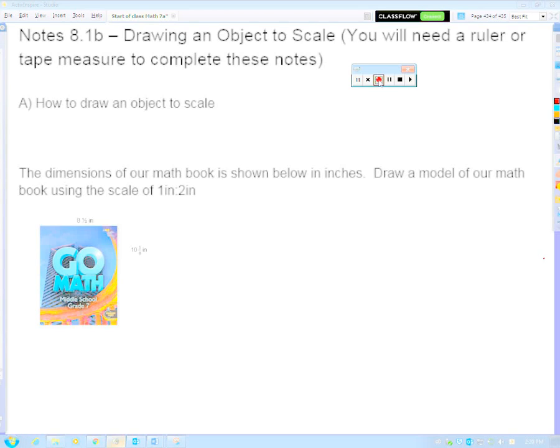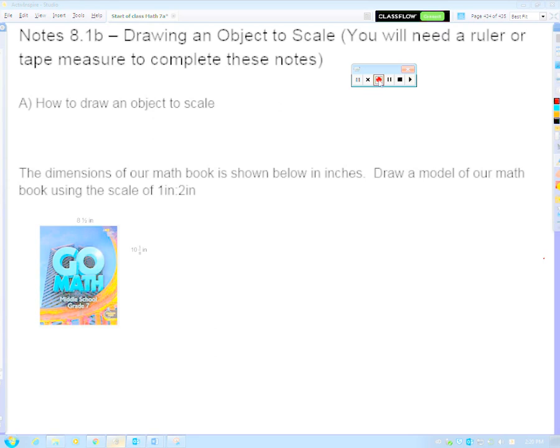Alright, my little math friends, we are moving on to the next part of Chapter 8. We are going to actually be drawing an object using a scale. So, you may be excited. If you're someone that likes to draw, this may be a good lesson for you. Alright, so drawing something to scale. So let's take a look at the first thing that we're going to draw a scale model of.